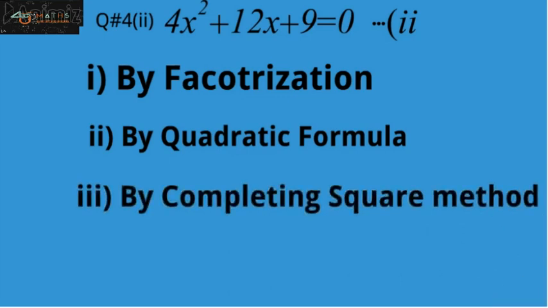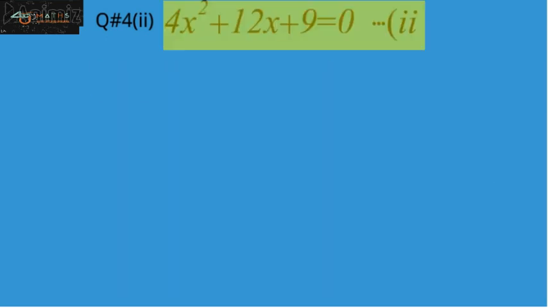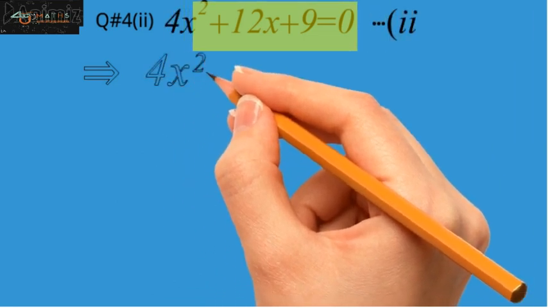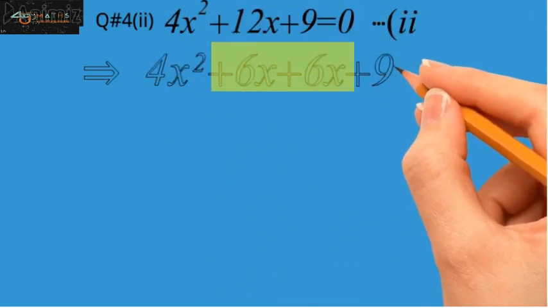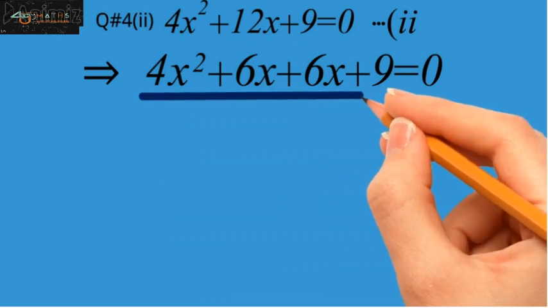So here we choose the factorization method. Now we are factorizing the left hand side of this equation, that is 4x square plus 12x plus 9, which gives 4x square plus 6x plus 6x plus 9 is equal to 0. Now here we have 4 terms.